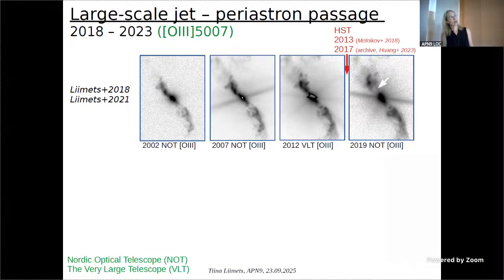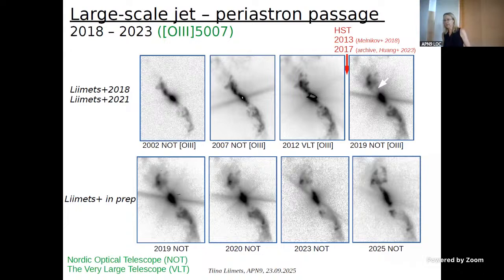These images are 45 to 90 arc seconds in size, and we see that this part of the jet, the northeast part, has completely disappeared, like someone switched off the torch. And this did not happen instantly when the periastron passage started, but the HST data in the periods between showed that it gradually faded away.